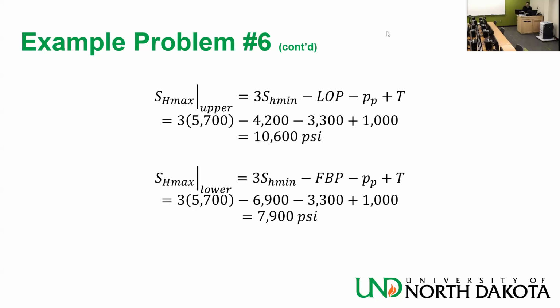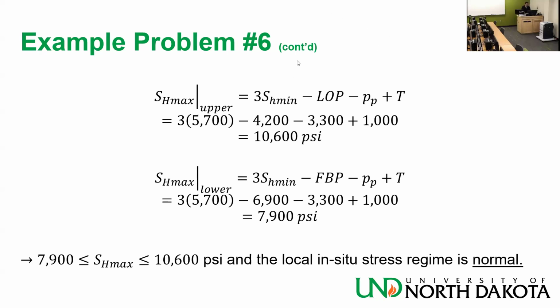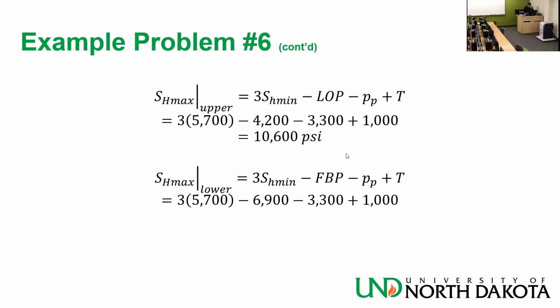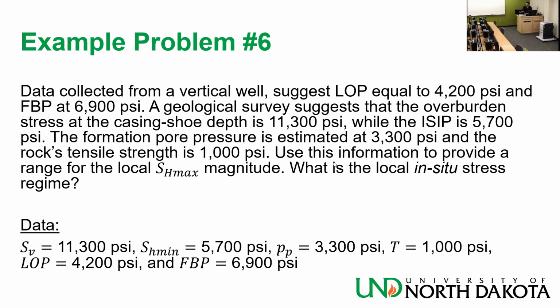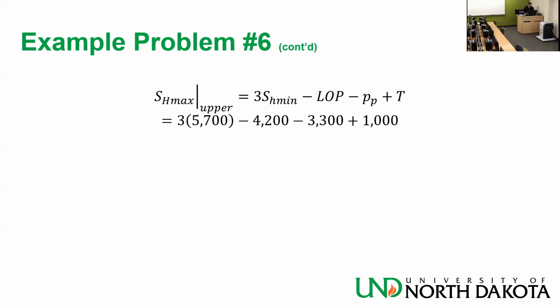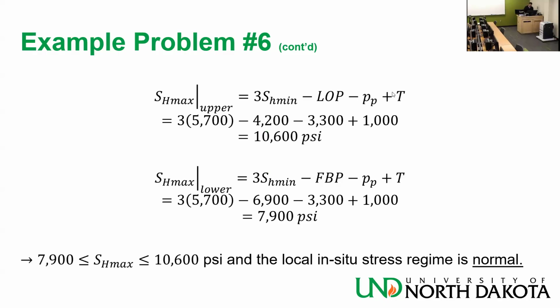It's very, very uncertain. But what is SV? SV is 11,300. SH min is 5,700. The range stays within the bounds of SV and SH min. So for sure, the in situ stress regime is normal. So no problems. Just an application. It's actually simpler than the problem we thought.